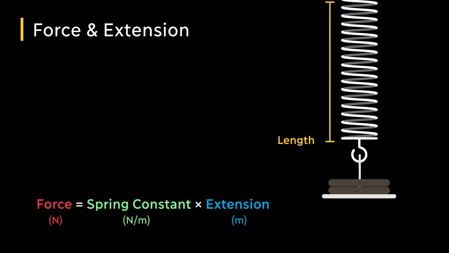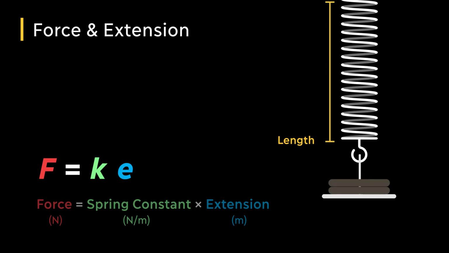We summarize that with this equation. Force is equal to the spring constant multiplied by extension. The spring constant is a property intrinsic to a spring. It tells us how stiff the spring is. The higher the spring constant, the more force you'll need to get the same extension. In symbol notation, the equation summarizes to F equals Ke. The units for force are newtons, the units for extension are meters, and that tells us the units of the spring constant must be newtons per meter.